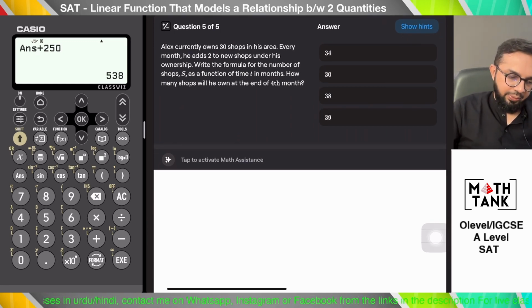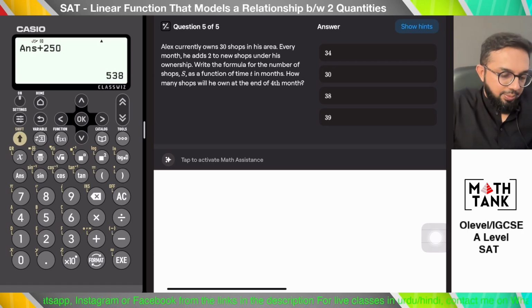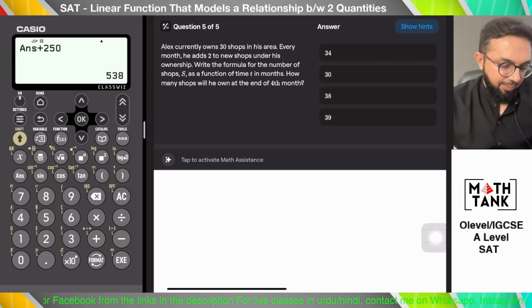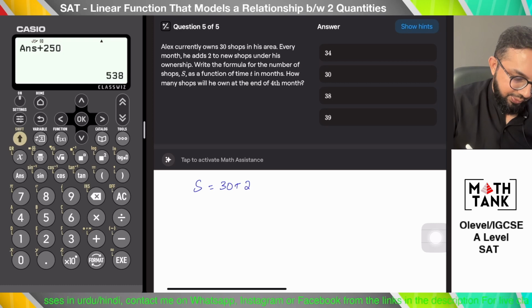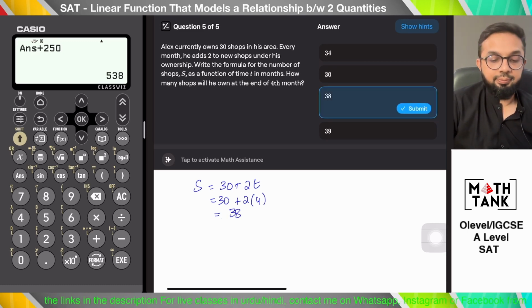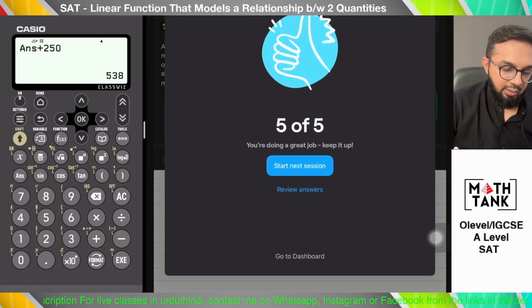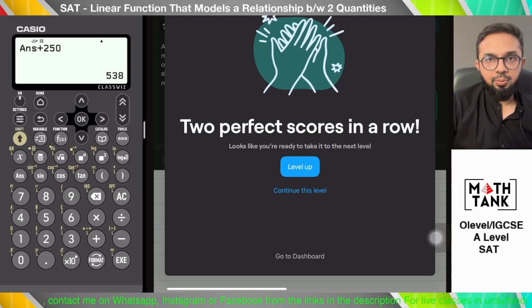Then Alex currently owns 30 shops in his area. Every month he adds 2 new shops. Under his ownership, write the formula for the number of shops as a function of time in months. So 30 plus 2 times 4, 38. Okay, so we've leveled up. That is it for the medium questions. I'm going to be back with some more hard questions.